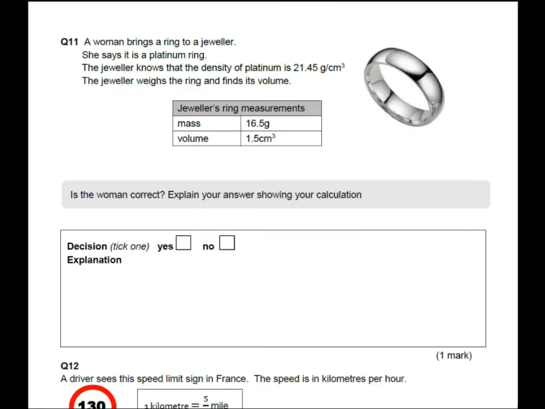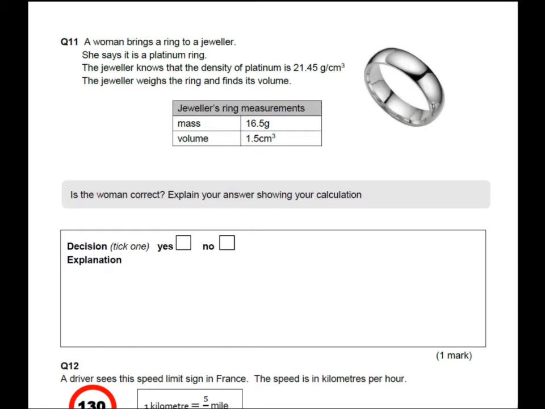Question 11. A woman brings a ring to a jeweler. She says it's a platinum ring. The jeweler knows that the density of platinum is 21.45 grams per centimeter cubed. The jeweler weighs the ring and finds its volume. Is the woman correct? Explain your answer showing your calculation.